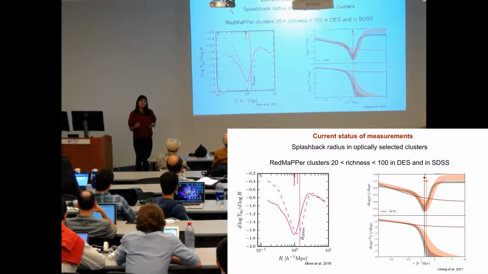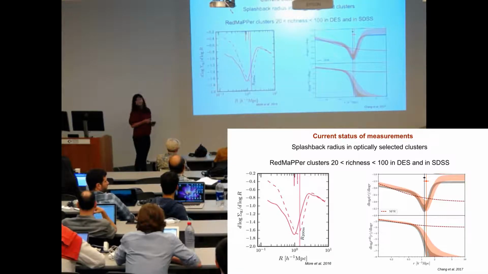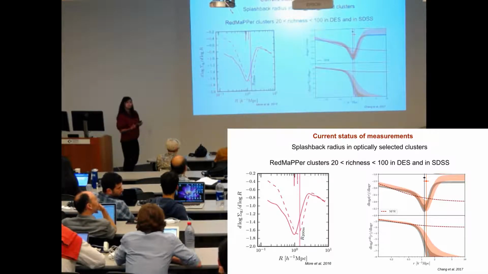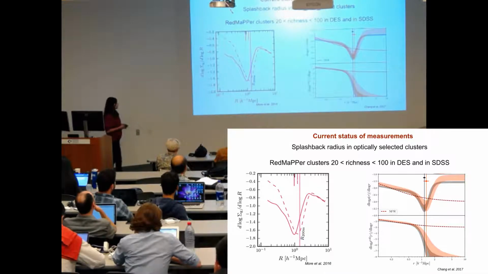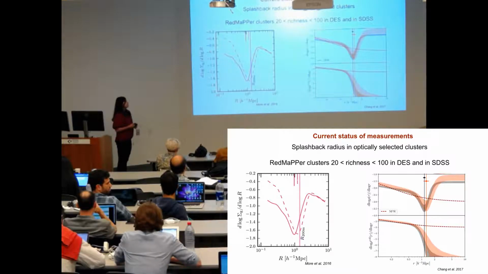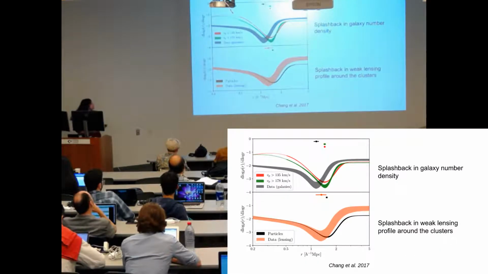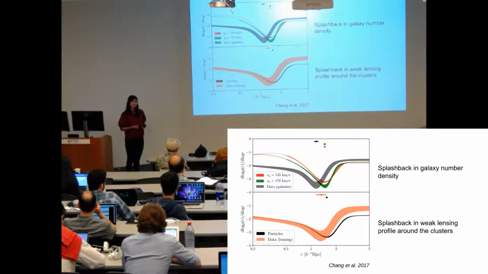In Chang et al. 2017, they extend this measurement to include lensing. So they also measured the lensing profile around galaxy clusters to see the splashback radius. And the main takeaway from the papers is that when compared with simulations, it appears that the location of the feature is actually about 20% too small from your expectations. So the feature, both in the galaxy number density profile and in the lensing profile, is small by about 20%.